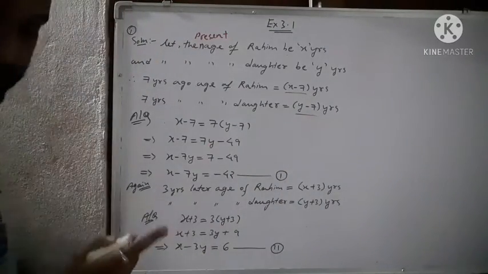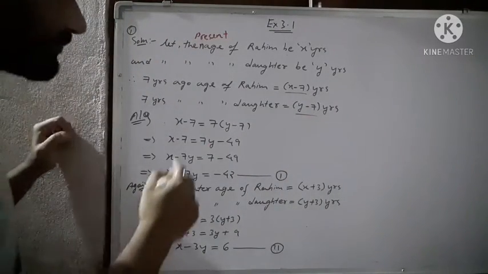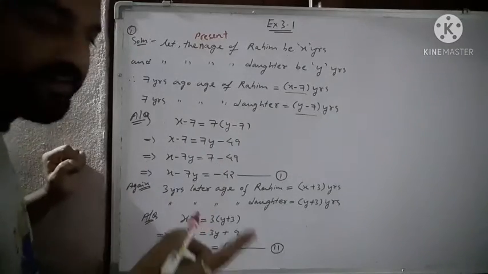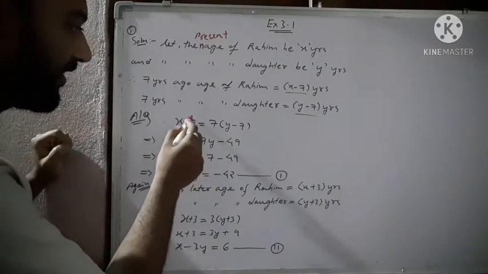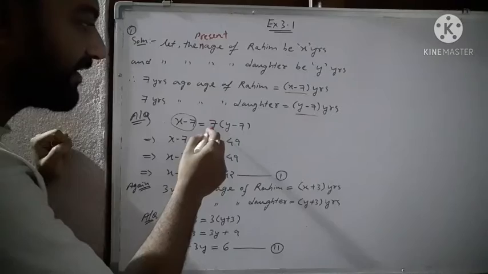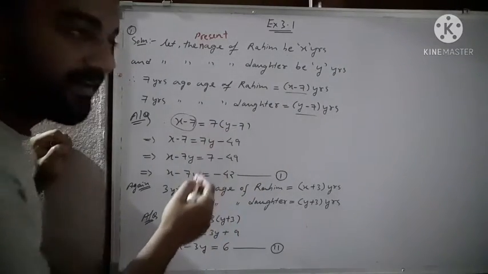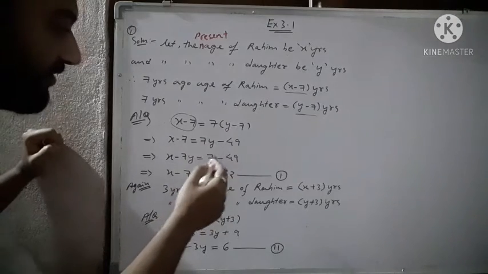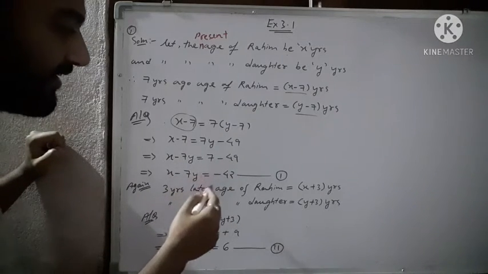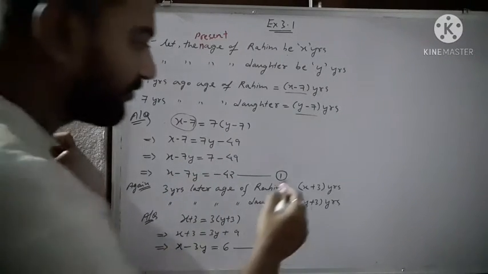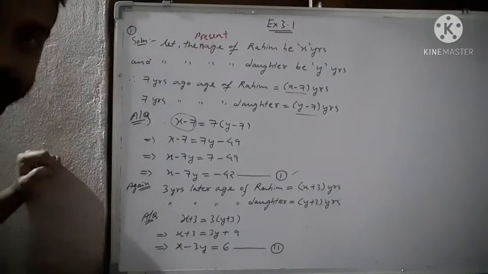Now it is given that 7 years ago, the age of Rahim is 7 times that of his daughter. So x minus 7 equals 7 into the age of the daughter, that is y minus 7. If we simplify this, we get x minus 7y equals minus 42, which is the first equation.